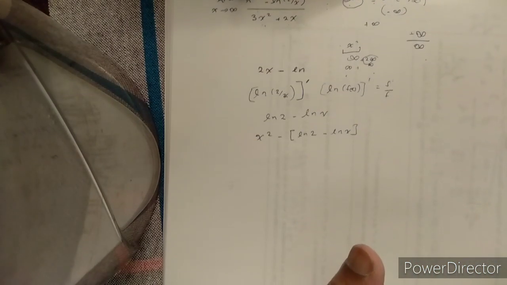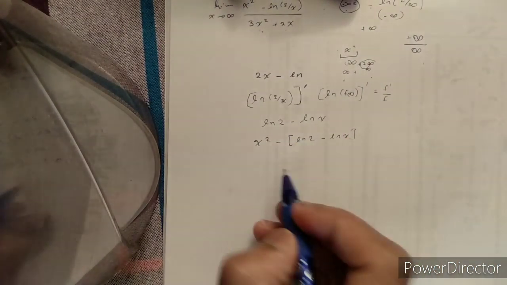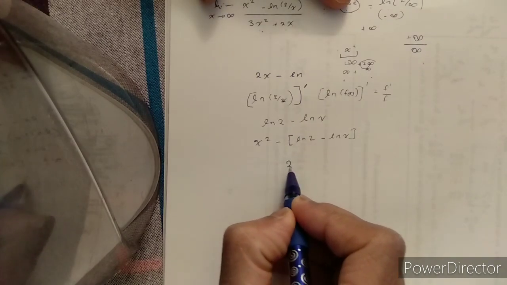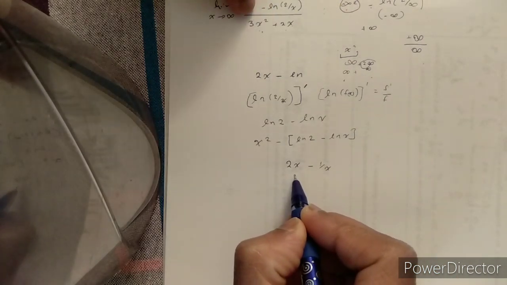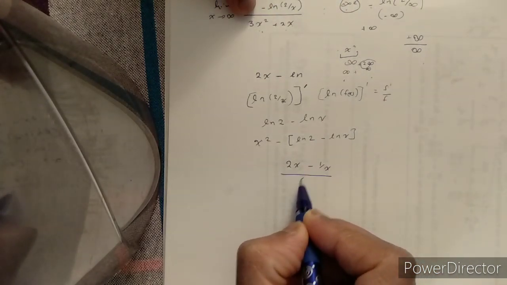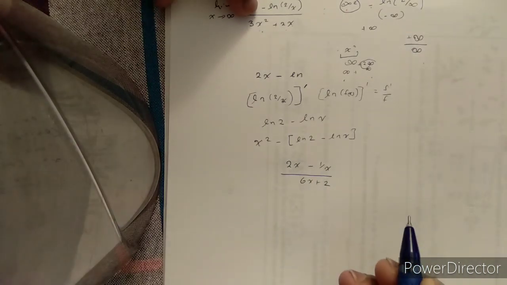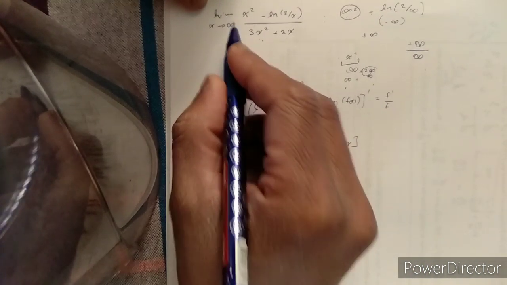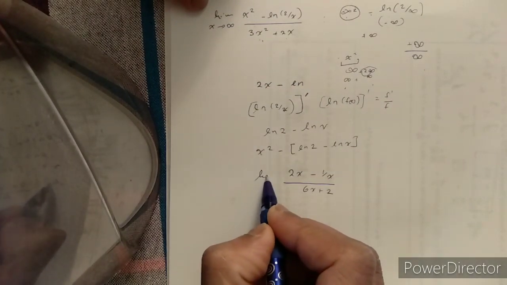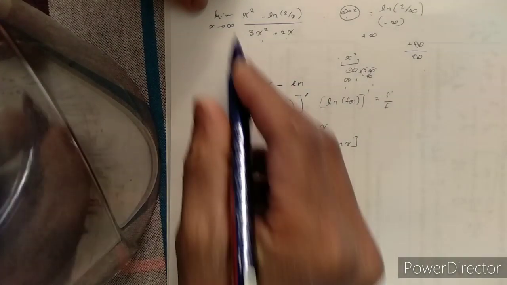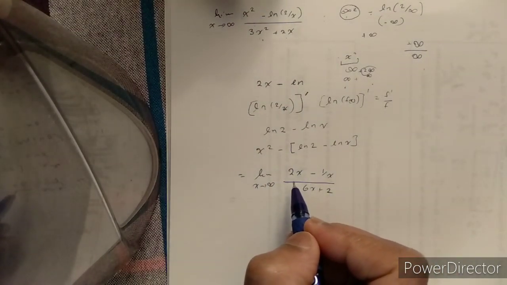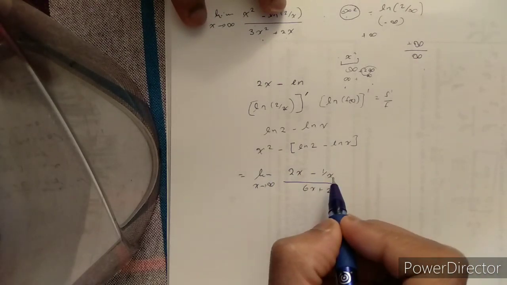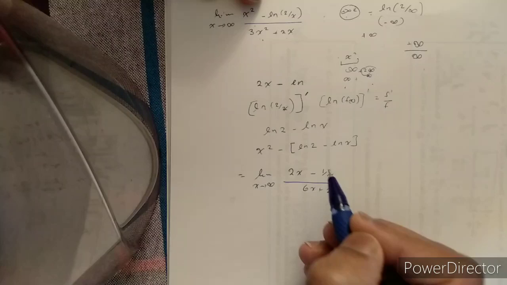Now, by using any of these techniques, when you differentiate the numerator, you will get 2x minus 1 over x as the answer in the numerator. And for the denominator, you will get 6x plus 2. So from L'Hopital's rule, the limit of the original problem is equal to the limit of this. Now, see what will happen when you try to compute the limit of this second stage.